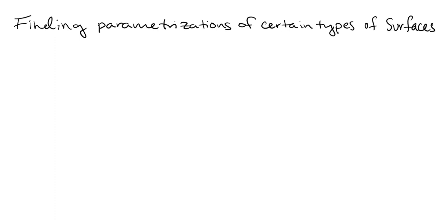What we're going to look at next is finding parameterizations of certain types of surfaces. Not all surfaces are easy to come up with a parameterization for, even if we can do it. We're going to just look at a few simple examples of scenarios where we can do it fairly without too much trouble. The first example is thinking about a situation where the surface is a function.